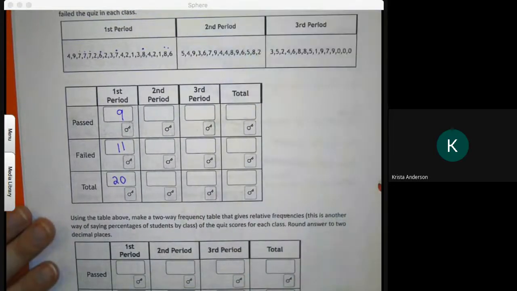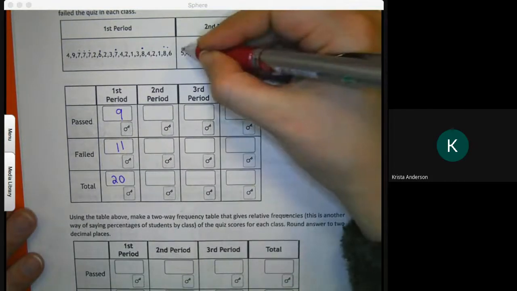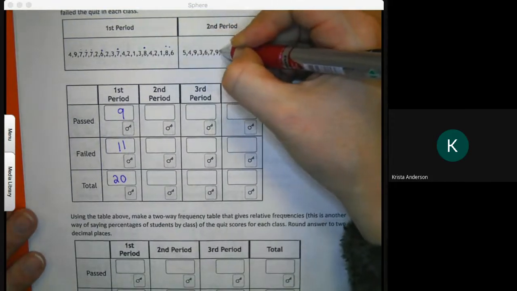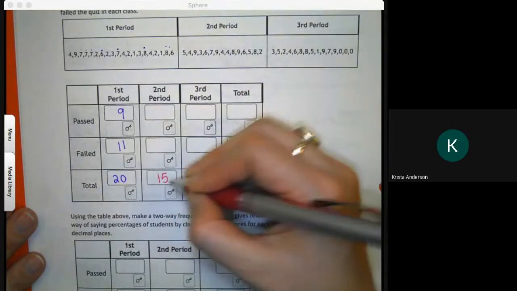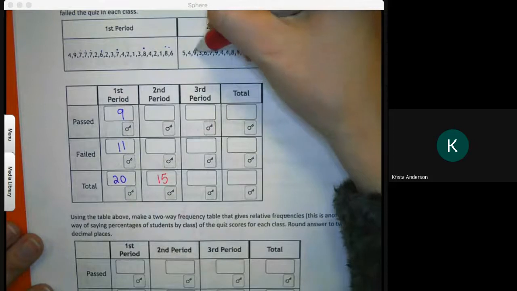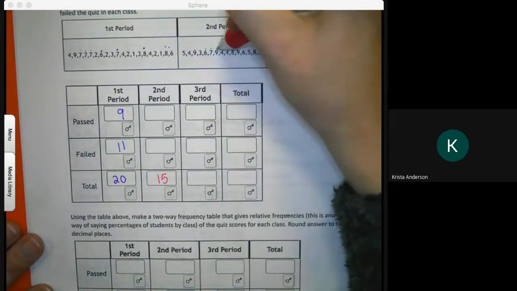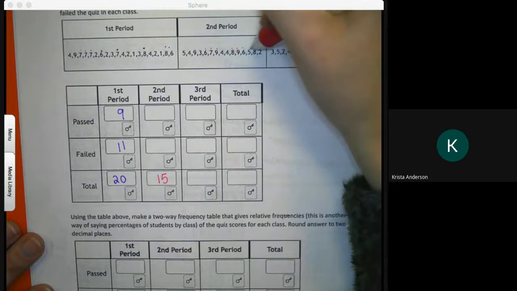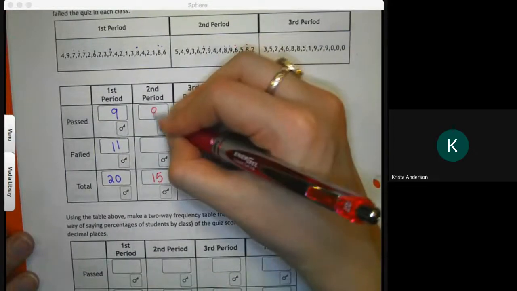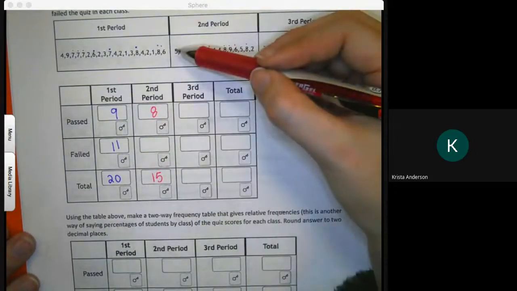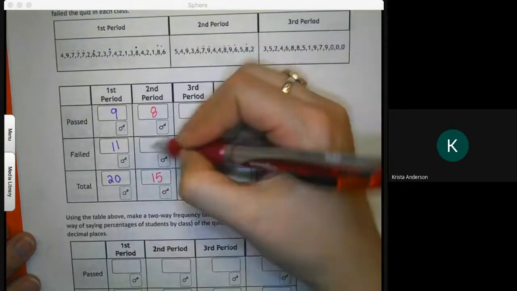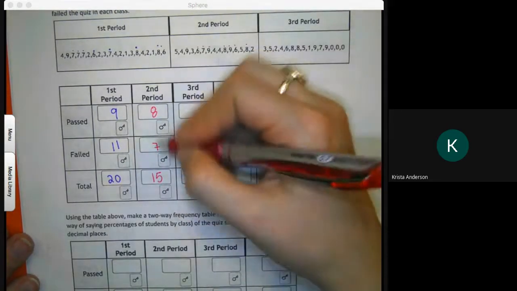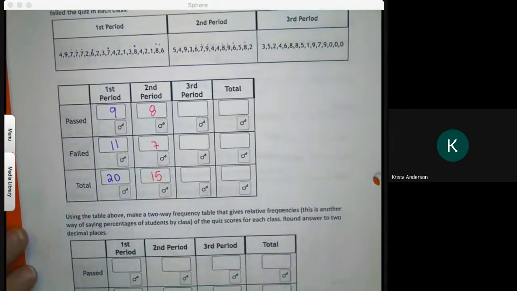Second period. I have 15 students. I'm going to count all that are 6 or better. 8 passed. Did not pass, 7. Which I check adds up to 15. So we're good. We got all of our values.